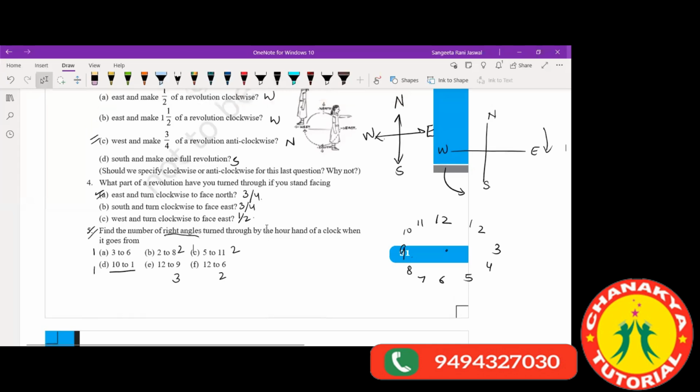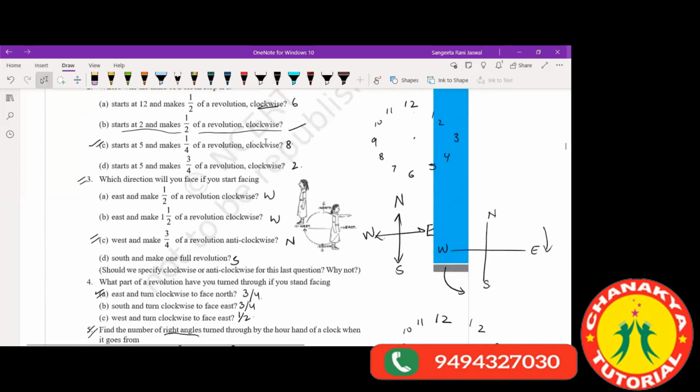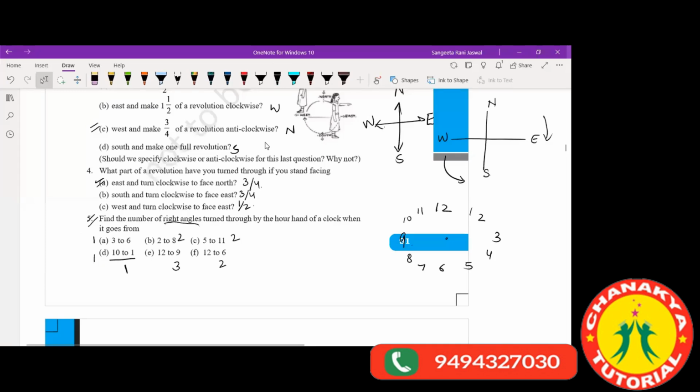Any confusions? Ma'am, does the minute hand also count? You can always make a clock in front of you. Even if you are giving your test, in one corner of your notebook you can just make a small rough figure. From 10 to 1 is one right angle. It's taking a gap of 5 minutes each time. Either you call it 5 minutes or you call it 1 hour gap, 11 to 12, 12 to 1. So that's a quarter of a revolution, one right angle.